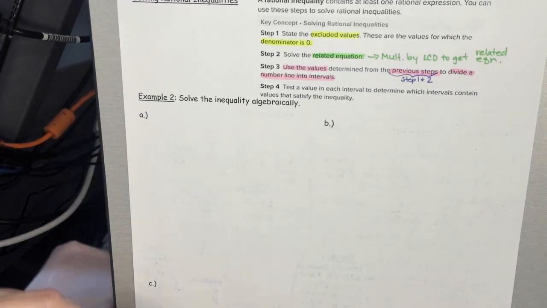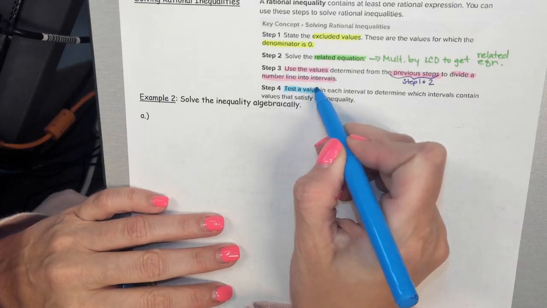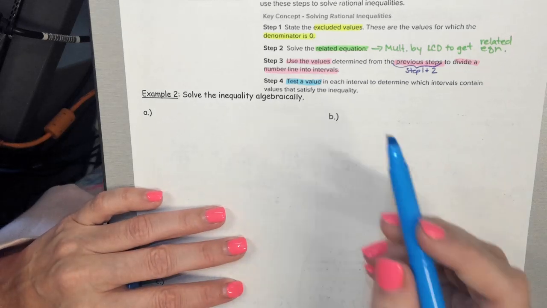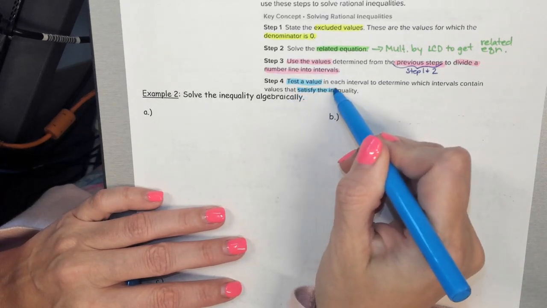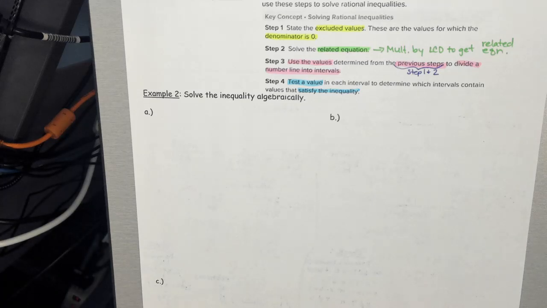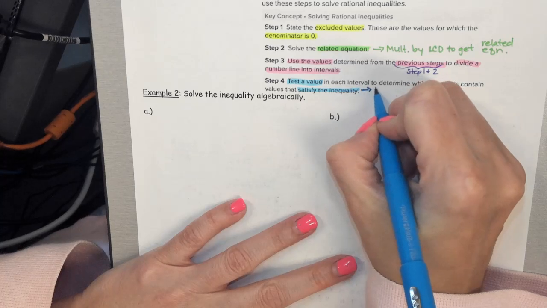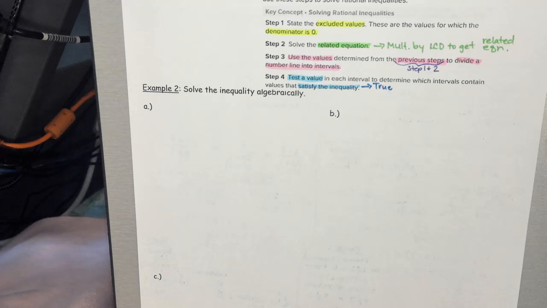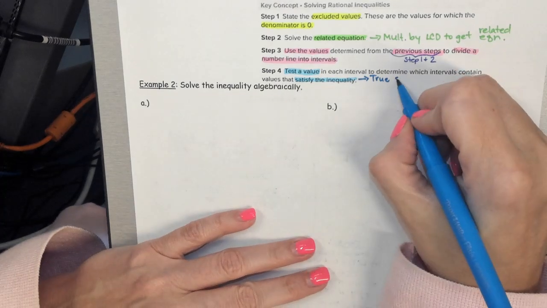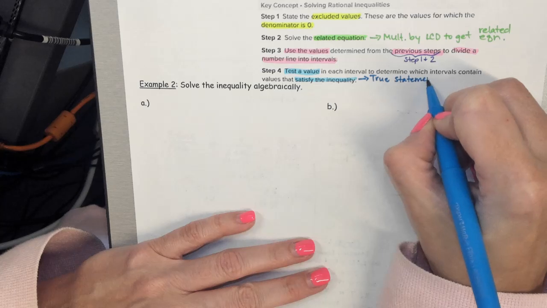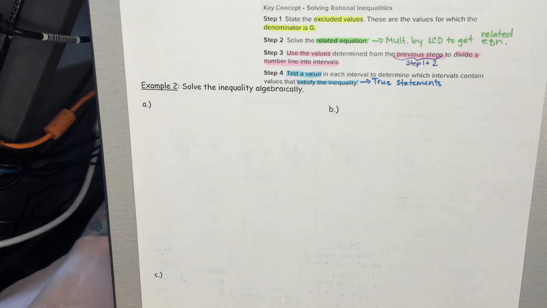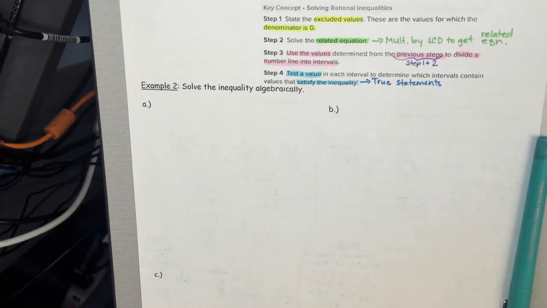And then we're going to pick some test values. We called them test points before. And we use those to figure out which values are going to satisfy the inequality, which means which ones make the inequality true. So we're looking for true inequalities, or true statements. And then the true statements are going to be your solutions.